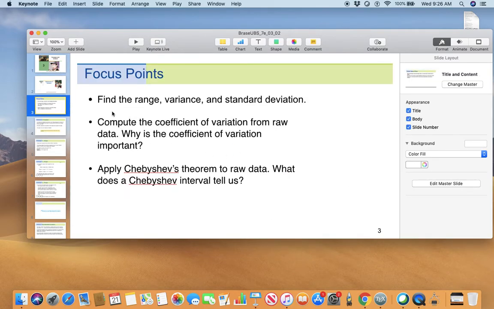Now, what are the focus points? Find the range, variance, and standard deviation. Compute the coefficient of variation from raw data. Why is the coefficient of variation important? The next focus point: apply Chebyshev's theorem to raw data. What does a Chebyshev interval tell us?